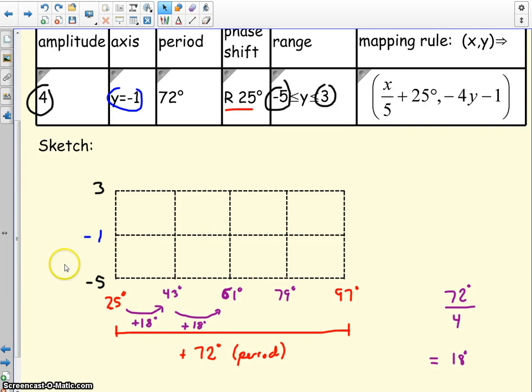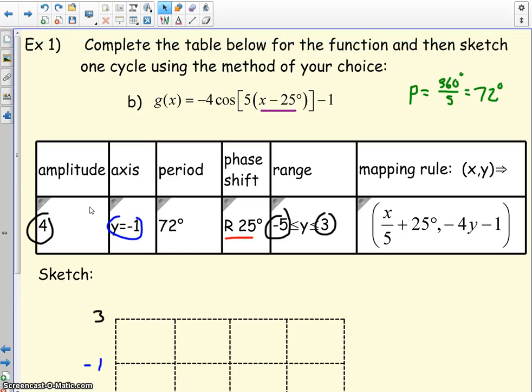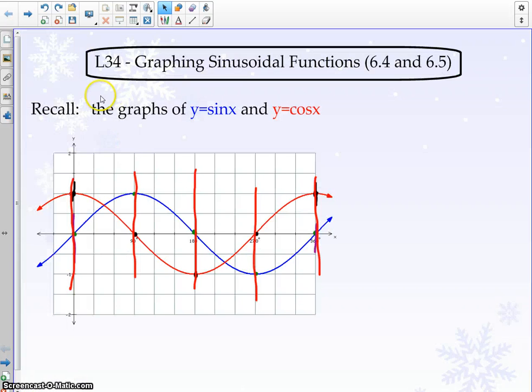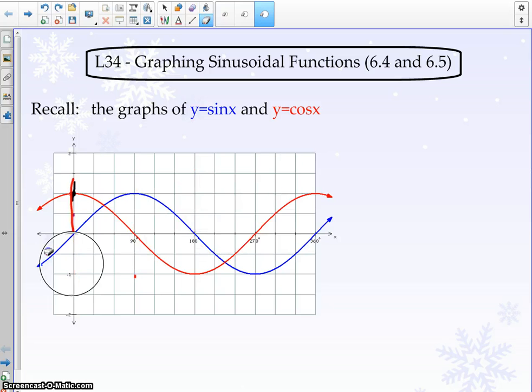Okay, welcome to part two. Now, again, I asked you to think about what a reflected cosine graph would look like. So, looking up here, look at the original graph. Cos x, the red one here, starts at its maximum, and then goes down from there.